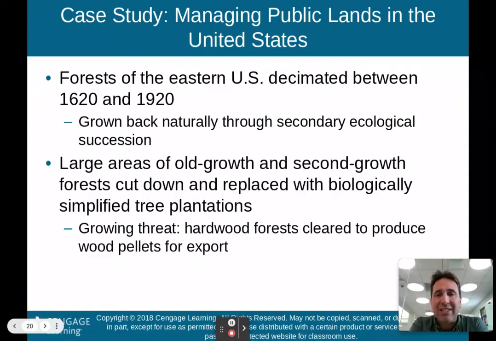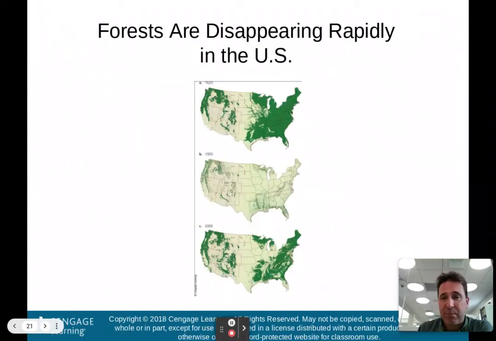Large areas of old growth and second growth forests are cut down and replaced with biologically simplified tree plantations. A growing threat: hardwood forests cleared to produce wood pellets for export, just an example. So again, we're seeing these old growth and second growth forests cut down and replaced with just one type of tree, one type of plant, okay? And again, when you have those monocultures, one type of culture growing, that again is a biodiversity killer. So here's a picture that pretty much tells a stark story. You'll notice in 1620, areas in green are your forests, right?